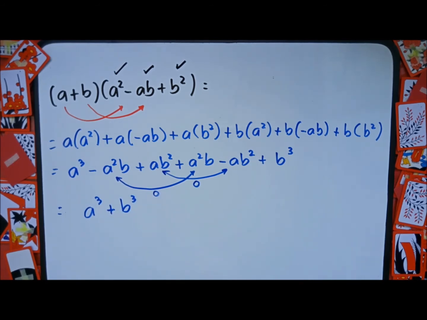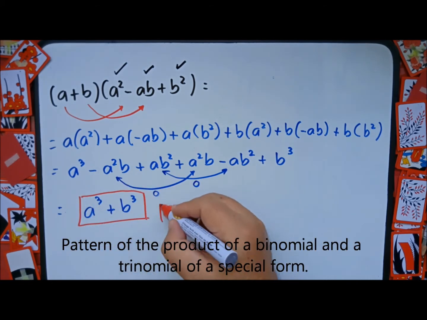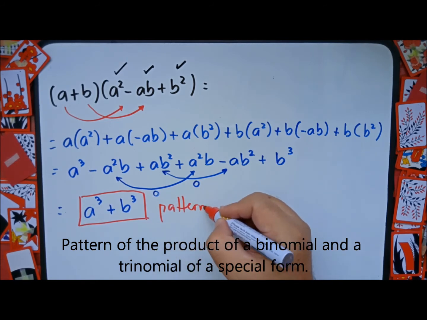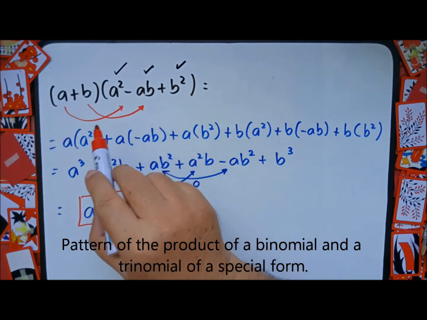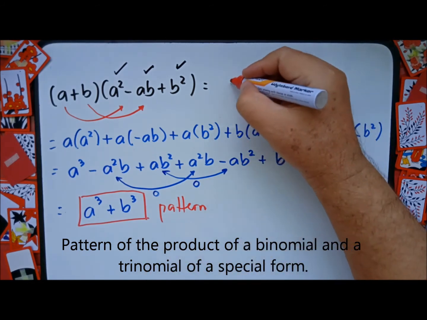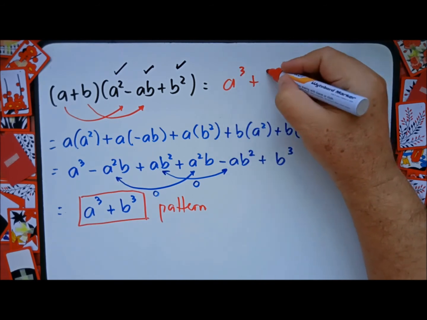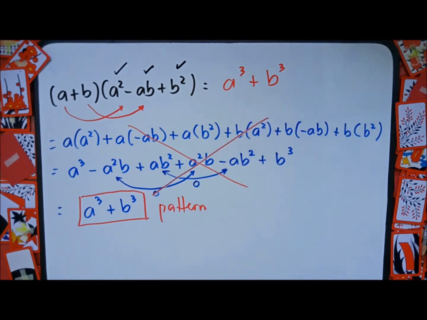So this will be your special pattern. Why is this called a special product? Because whenever you encounter these special characteristics of multiplying a binomial and a trinomial, you will acquire this pattern, a cubed plus b cubed. You will not undergo this process anymore. So just substitute all the terms. Okay, so we have a pattern now.